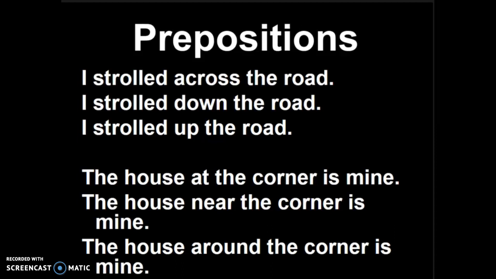The next example, about the house. The house at the corner is mine, the house near the corner is mine, the house around the corner is mine. If you're trying to give someone directions and you're saying that your house is at the corner, that means it's right directly on the corner. If it's near the corner, it might be 2 or 3 houses down from the corner. And the last one, around the corner, you probably can't even see it from where you're standing. So those 3 words, at, near, and around, all 3 of those are prepositions. And each one of them is going to give you a very, very different sentence.